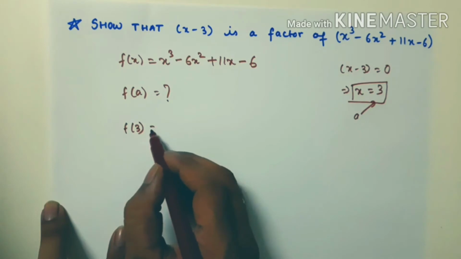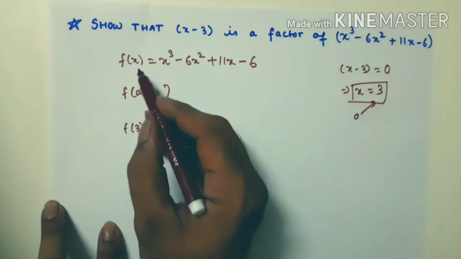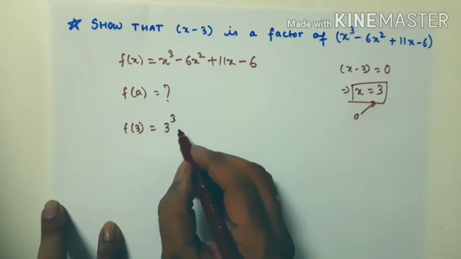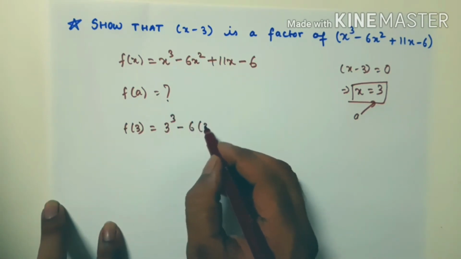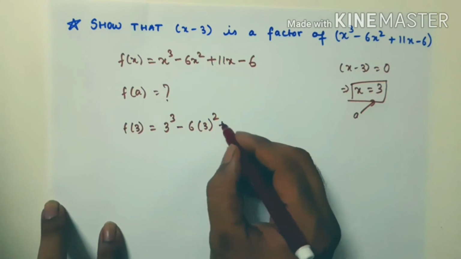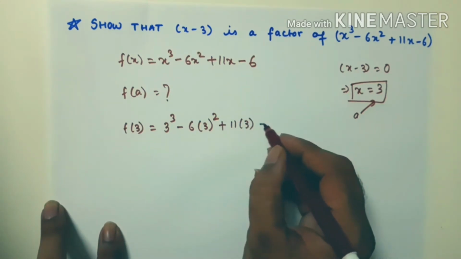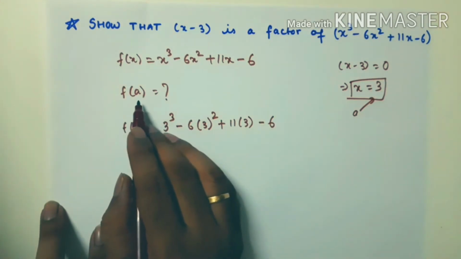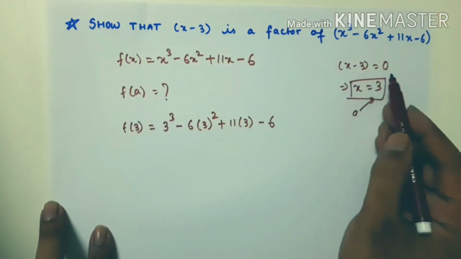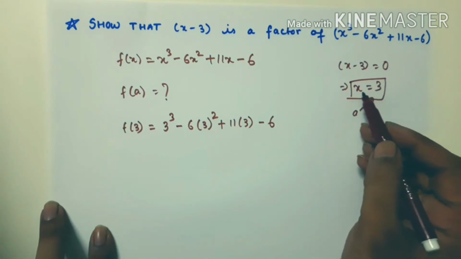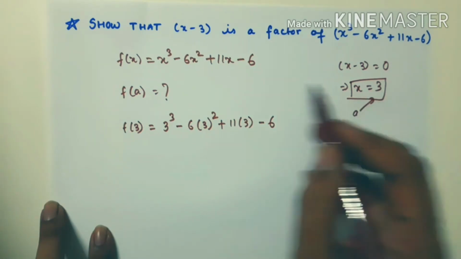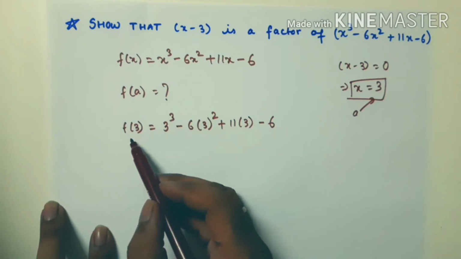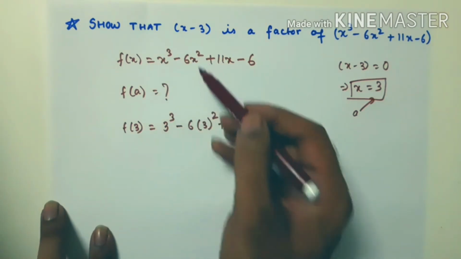So f of 3 equals, in place of x you just have to put 3. That becomes 3 cubed minus 6 into 3 squared plus 11 into 3 minus 6. So what we have done is find the value of a here. How to find the value of a? Just put the divisor equal to 0 and find the value of x. That same value will be the value of a. So in place of x, you just put the value of a, that is 3, wherever x is there.